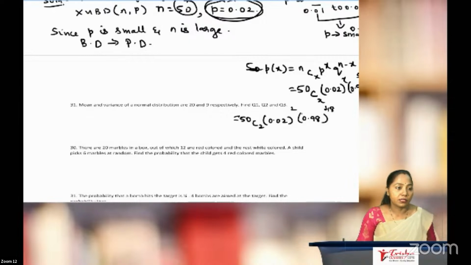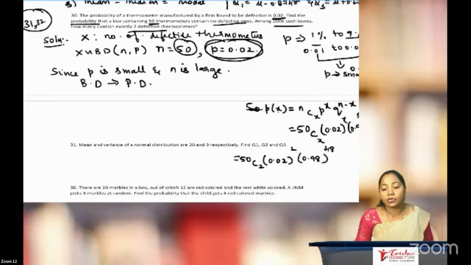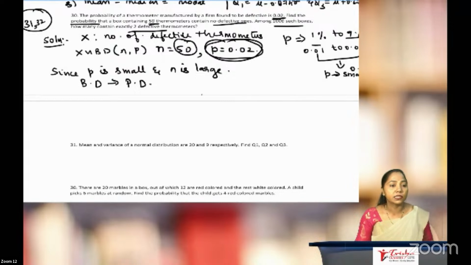See, the calculation, if you are using a scientific calculator, you will get the answer. But otherwise, the calculation will be tedious. So we convert the binomial distribution into Poisson distribution whenever n is large and p is small. That is, when p ranges from 0.01 to 0.09, that is 1% to 9%, p is always considered small, and we convert binomial distribution to Poisson distribution.